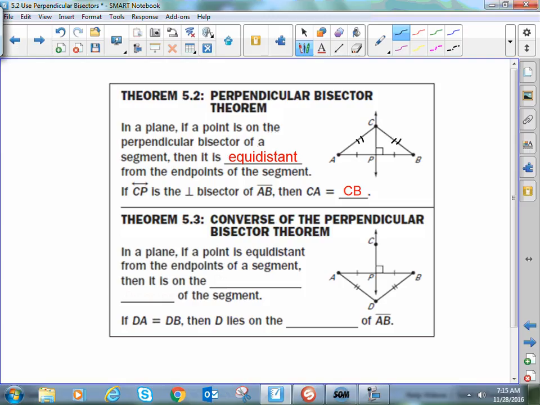The converse of that would say that if I have a segment that is perpendicular to another segment, so in the second diagram, we see that CP is perpendicular to AB, and we also see that point D is the same distance from A as it is from B, then that must mean that CP has to be a perpendicular bisector of AB, because the only way that point D could be the same distance away from A and B at the same time is if it is on its perpendicular bisector. So that's what we're looking at here.